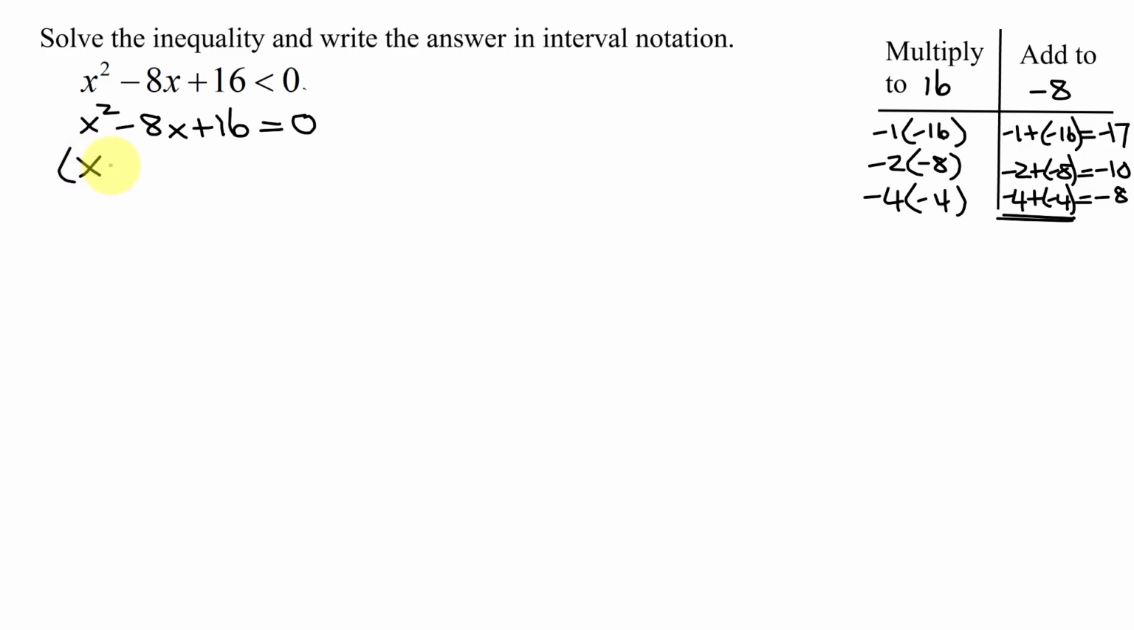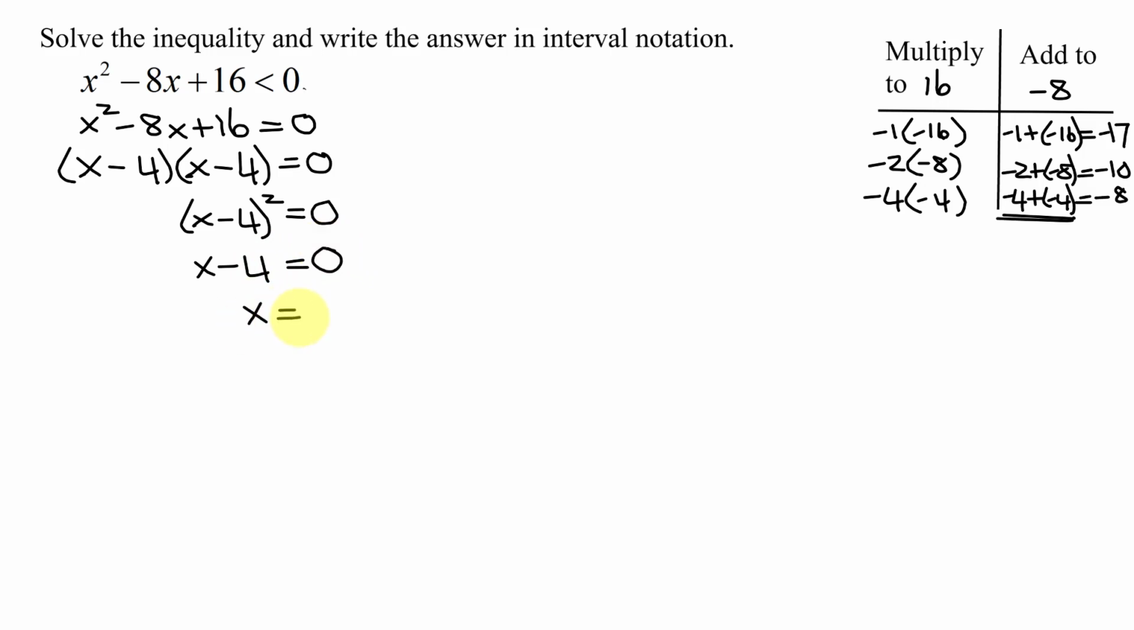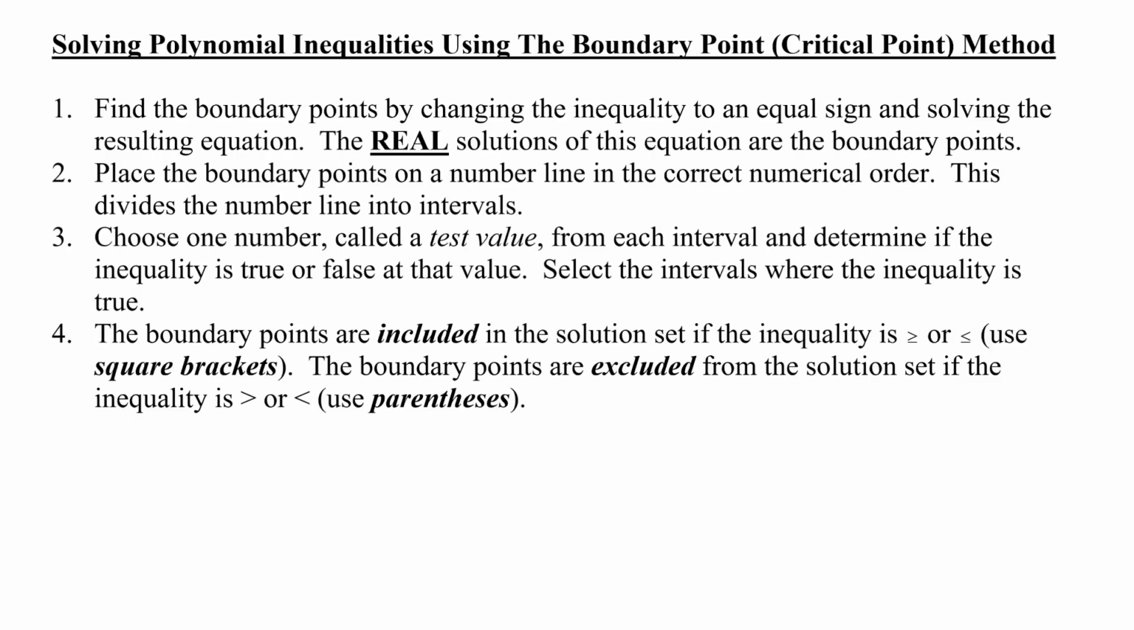So I'm going to have x minus 4 times x minus 4 equals 0, which we can write as x minus 4 all squared equals 0. And x minus 4 all squared equals 0 when x minus 4 equals 0. Add 4 to both sides, we have x equals 4. So in this case, I only have one boundary point, and that is x equals 4. So I have now completed step 1.